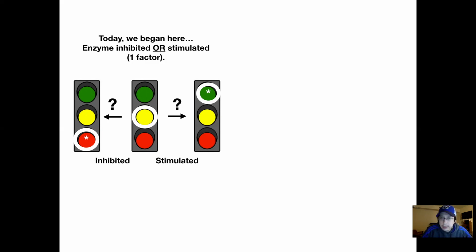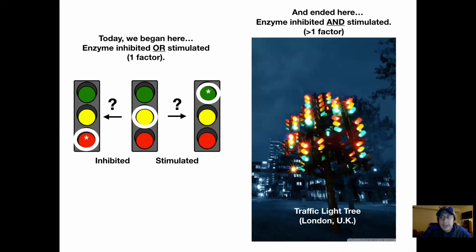Initially, all semester long, we've studied like one enzyme, and usually we've talked about just inhibition of that enzyme. And even if we've also talked about stimulation, it's always been one at a time. You're either inhibited, something's actively inhibiting it, or something's actively stimulating it. This is where we started today. But as we told our beautiful story together, we ended here.